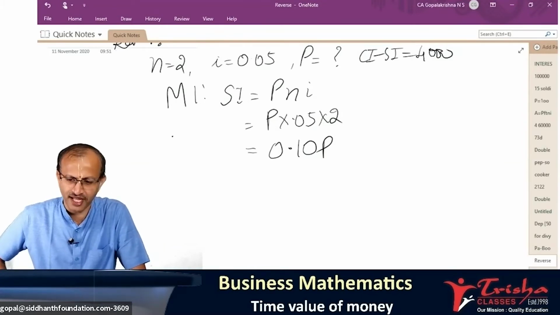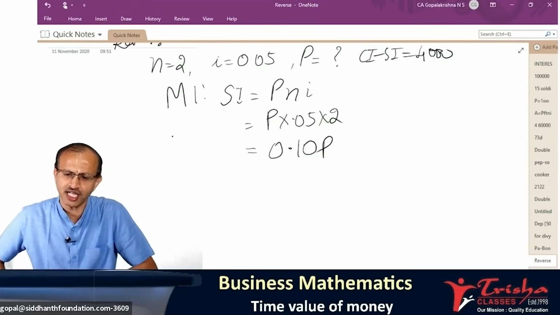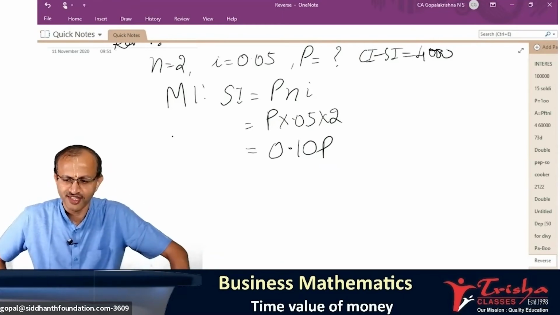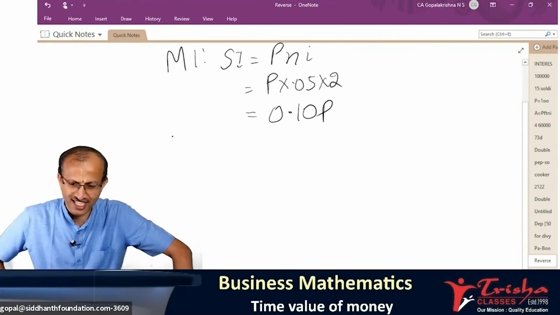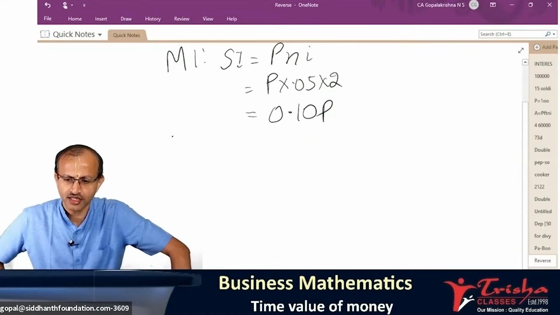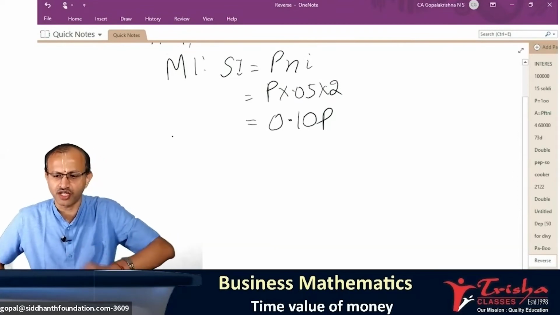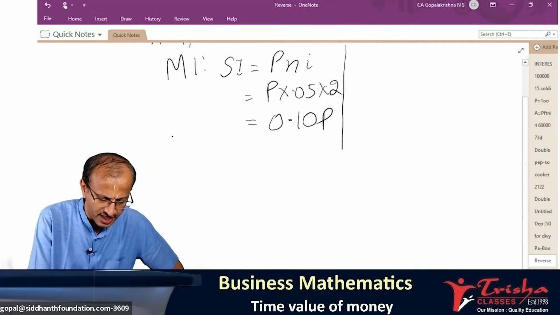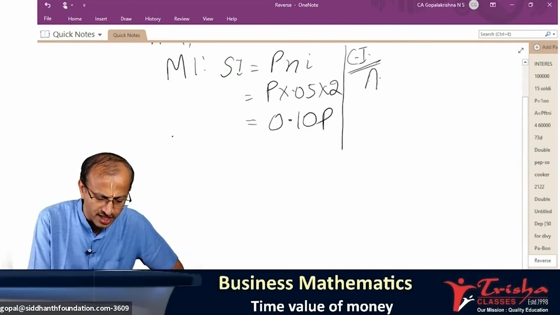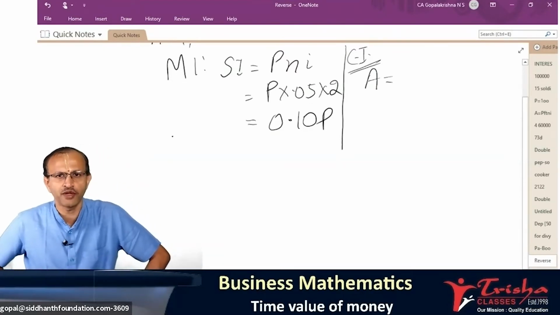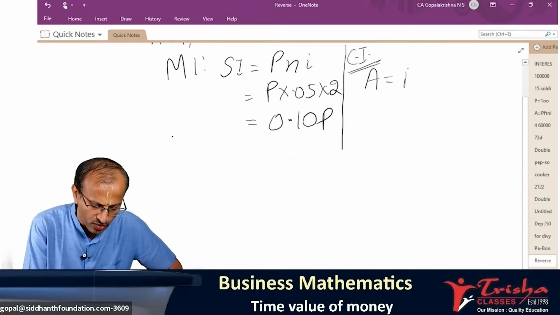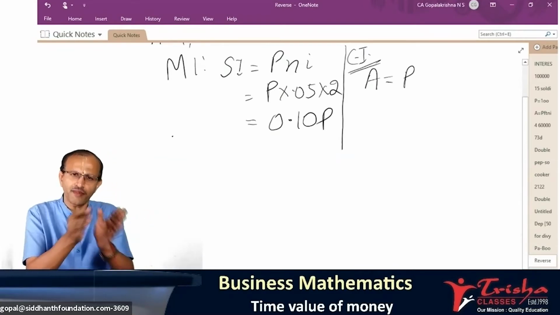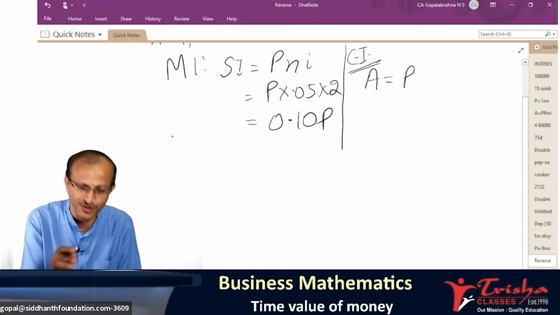Okay. Si we got, which is 0.10 P. There are many methods to explain it. Observe carefully. Everyone got this answer? 0.10 P. Now I want to work out Ci. But to work out Ci, dear students, the first step is to work out A. A minus P will give you Ci. Though we learned a formula, we'll go for A and we'll do the difference as usual.